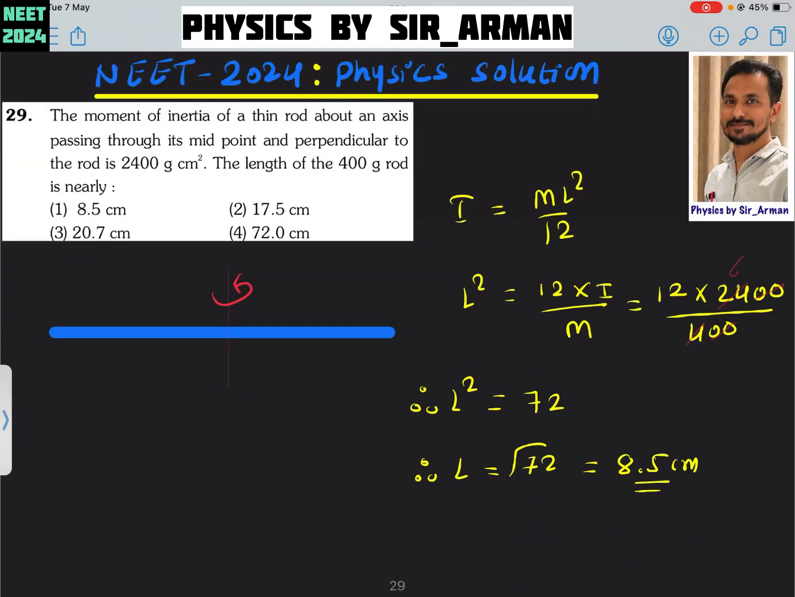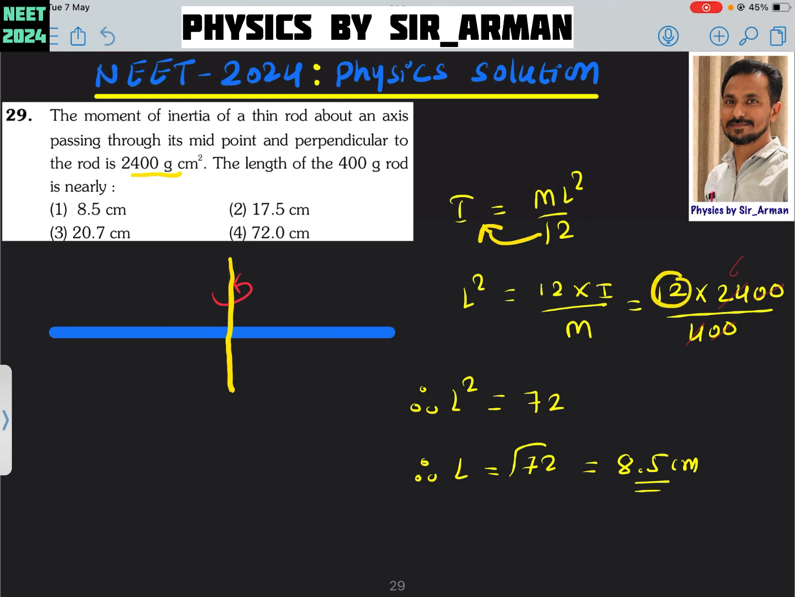Question number 29. The moment of inertia of a thin rod about an axis passing through its midpoint and perpendicular to the rod is 2400 gram per centimeter square. The length of the 400 gram rod is nearly, so here length is asked. Now for a rod, the moment of inertia about an axis passing through its geometrical center is given by ml square by 12. Now L we have to find, so we make L square the subject, so it is 12 into I by m.